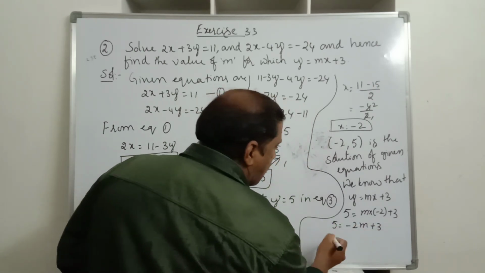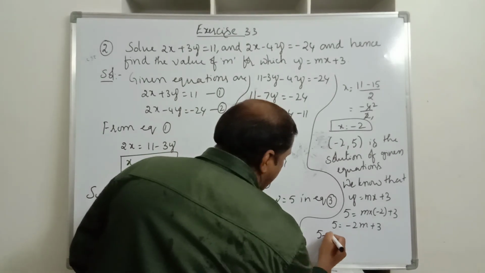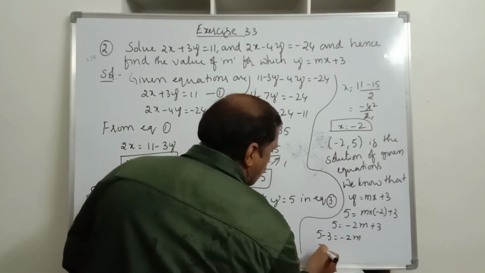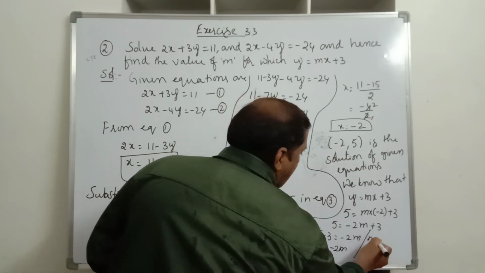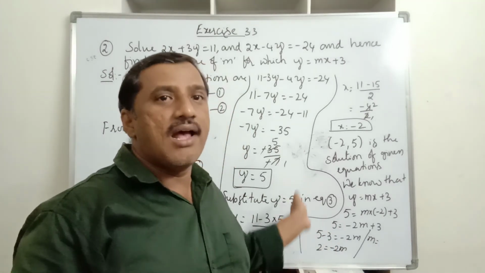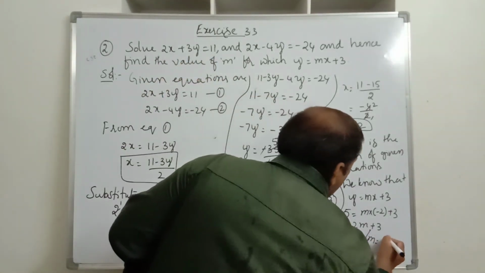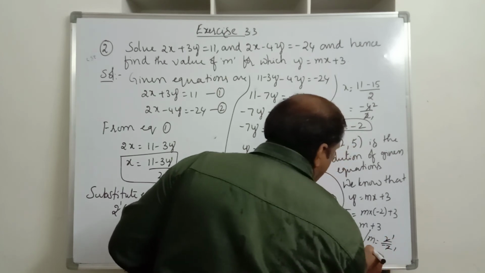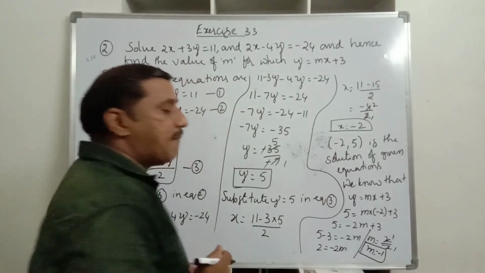Transpose plus 3 to the LHS; plus 3 will become minus 3. That is 5 - 3 = -2m. 5 - 3 is 2. 2 = -2m. Now we wanted to find m. m equals, transpose -2 to the LHS, as it is multiplying, therefore it divides. That is 2 divided by -2. Now m equals what? -1. m = -1.